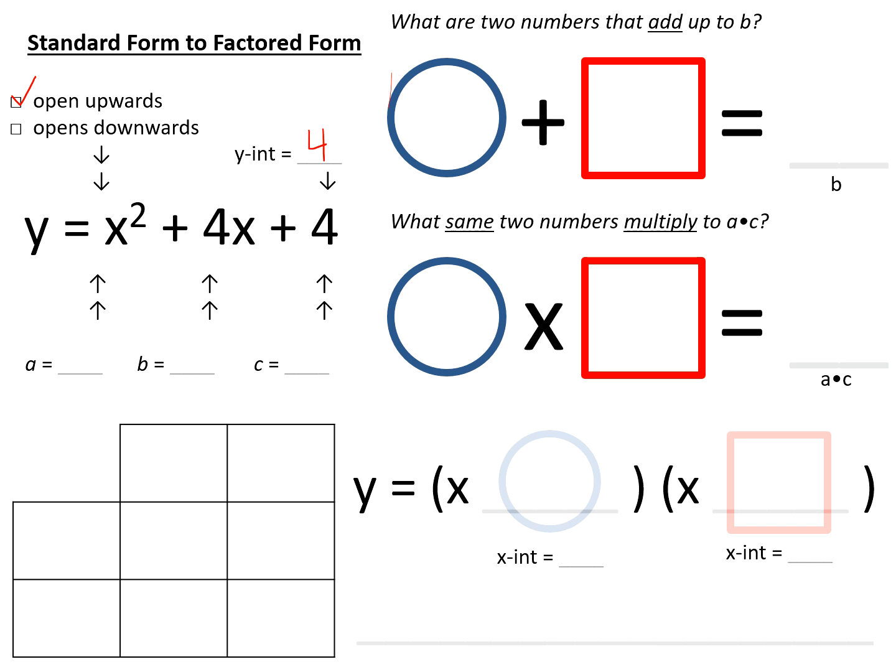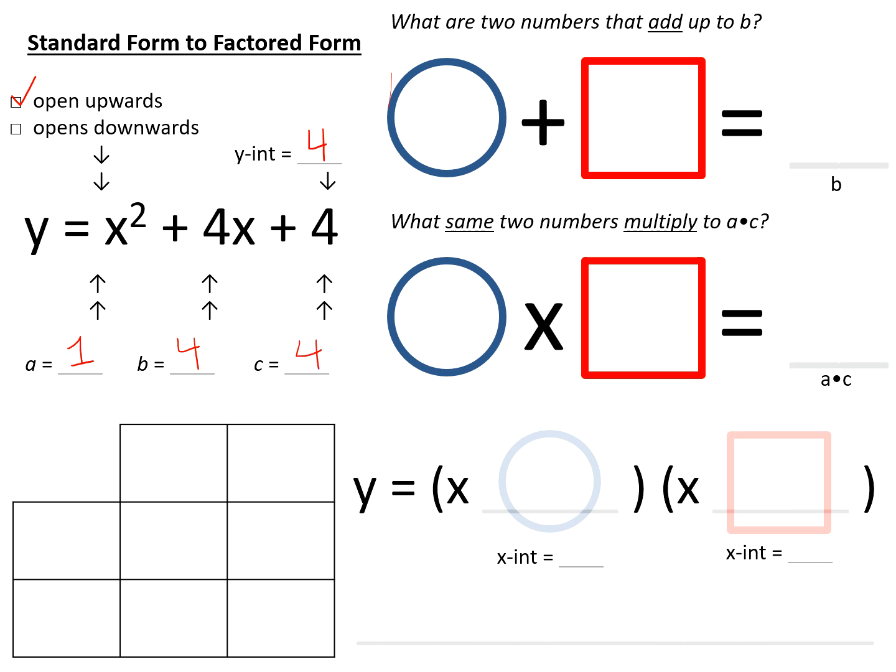To convert this from standard form to factored form, we want to first identify the a, b, and c values. The a value is the coefficient of x squared, which is positive 1. This isn't usually written in, but it is there. The b value is the coefficient of the x term, and this is positive 4. And the c value is the constant, which is positive 4.